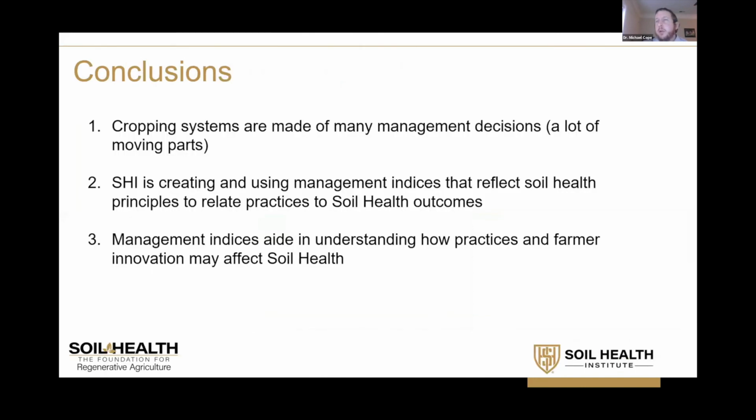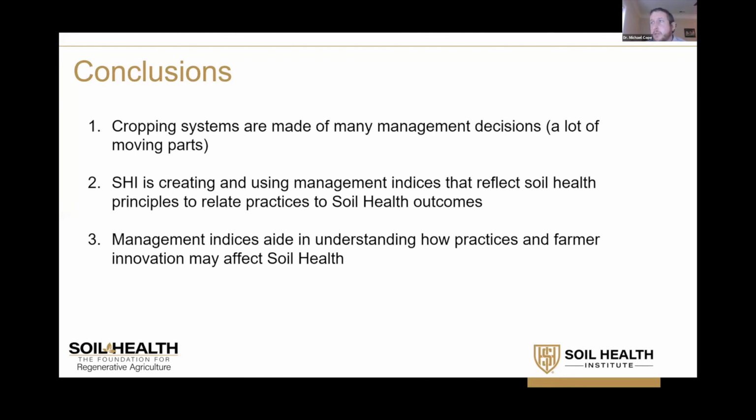In conclusion, our data analyses in soil health should recognize that cropping systems are made up of many management decisions. There are a lot of moving parts and a lot of diversity in agricultural systems. As a statistician, I would say that management decisions behave sort of like a random variable, or multiple random variables, that don't really fit into nice, clean categories. And these management indices are designed to allow for randomness in specific management decisions while also still reflecting foundational soil health principles. So SHI is going to continue to build on what we saw today.